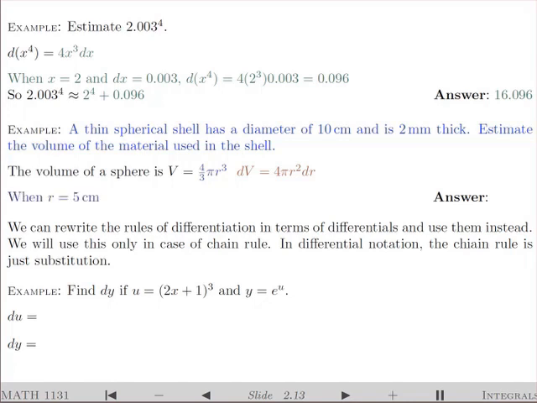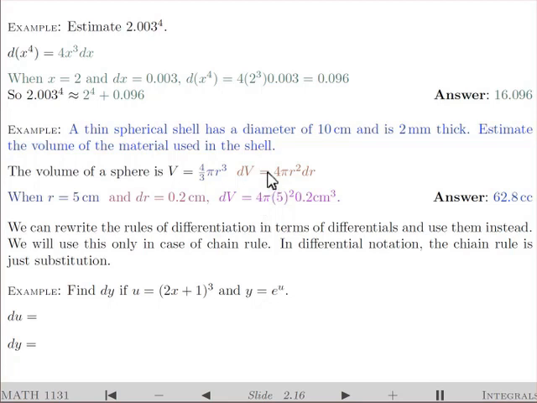If the diameter is 10 centimeters, the radius is half of that, 5 centimeters. The thickness is the change in the radius, 2 millimeters or 0.2 centimeter. So the differential, the change in the volume of the sphere, will be 4 times pi times radius squared, that's 5 squared, times dr, that's 0.2. 5 squared is 25, times 4 is 100, times 0.2 is 20. 20 times pi, if you approximate pi by 3.14, will be 62.8. The volume of the shell will be approximately 62.8 cubic centimeters.